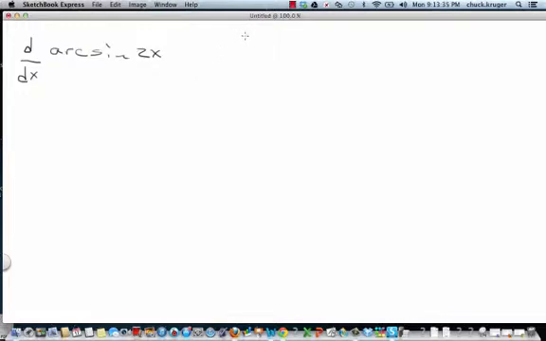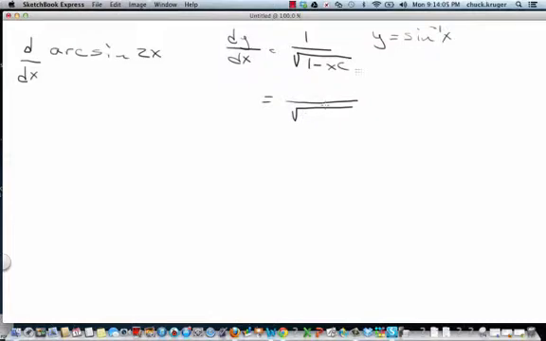We found that the derivative dy/dx, if y is equal to the sine inverse of x, was equal to 1 over the square root of 1 minus x squared. I'm going to rewrite that a little differently, as the square root of 1 minus, in parentheses, x squared. And up here, this 1 is really the derivative of this x.